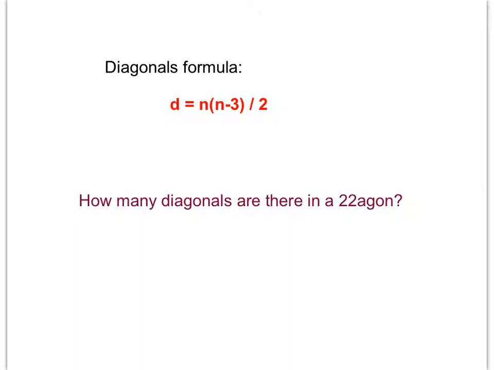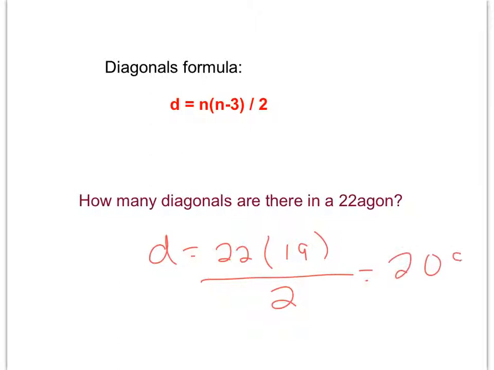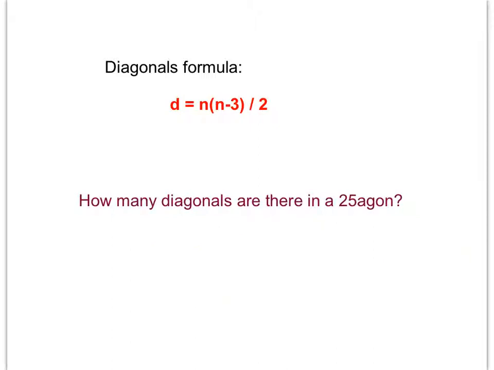How many diagonals are there in a 22-sided polygon? We're going to use the formula D is equal to n, which in this case is 22, times 22 minus 3, which is 19. We're going to take that number and divide it by 2. And we should get 209. 11 times 19. You guys try this one. How many diagonals are there in a 25-agon, a 25-sided polygon? Go ahead and do your math.